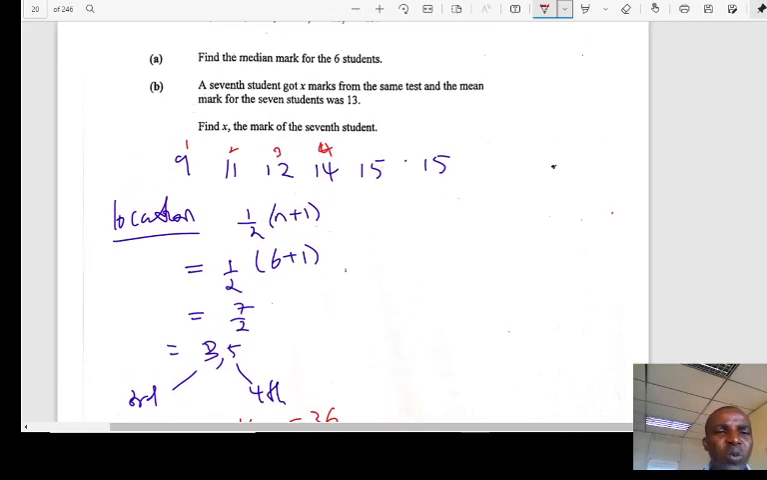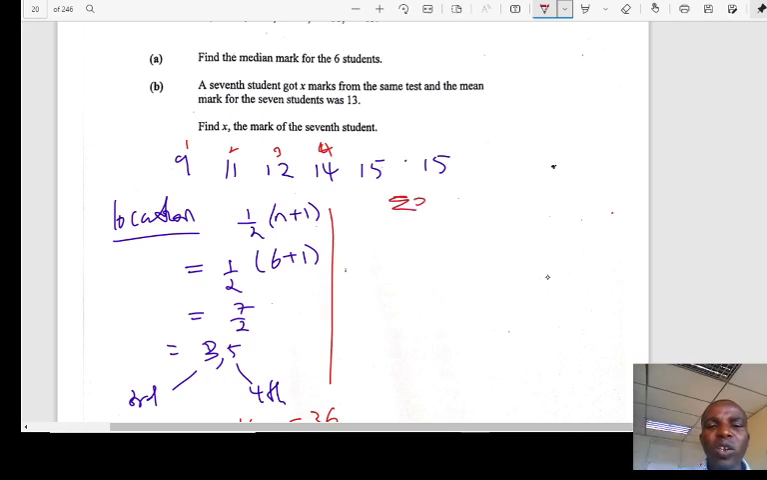A 7th student got X marks from the same test, and the mean marks for the 7 students was 13. Find X, the mark of the 7th student. What you do here, you just add all the marks. Formula for finding mean, you say summation or total of x over n, then it will be equals to 13. Total of the marks over the number of students is equals to 13.